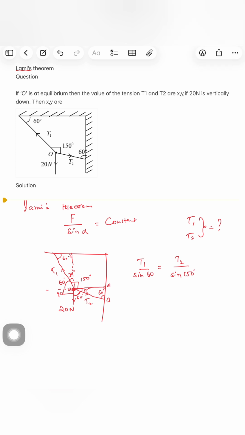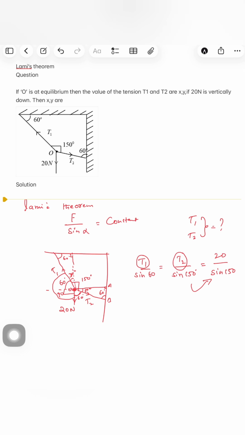So T2 divided by sine of the angle between the other two forces, that is T1 and 20, that is sine 150, which is equal to the other force which is acting downwards, that is 20 divided by sine of the angle between the other two forces, T1 and T2, which is given in the question as 150, so sine 150. Now we can find T1 and T2. Easily, if you equate these two, we can find T2. So T2 is equal to 20. Why? In the denominator sine 150, sine 150 get cancelled. Then finally T2 is equal to 20.